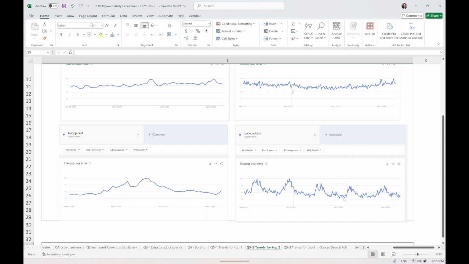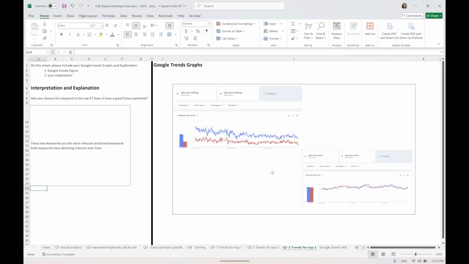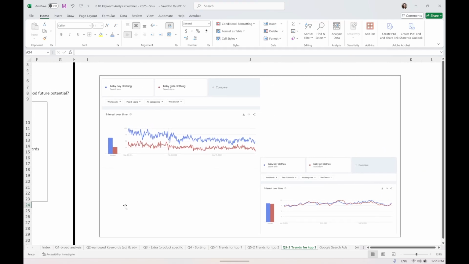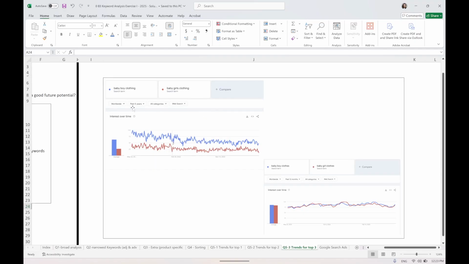More and more of the line itself is becoming below the 50. So that's about baby jackets, and this is maybe because people are not making babies as much as they used to be a while back. So now let's take a look at baby boy clothes, and this is in the past 5 years.